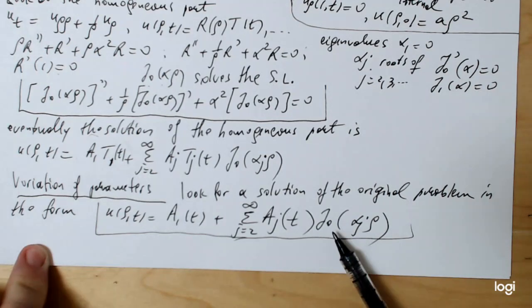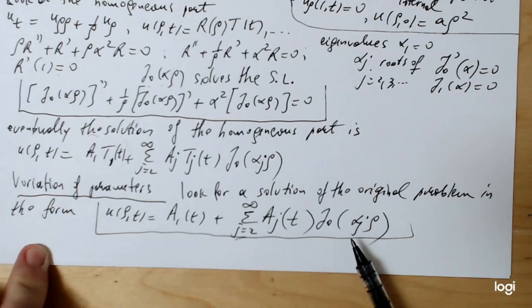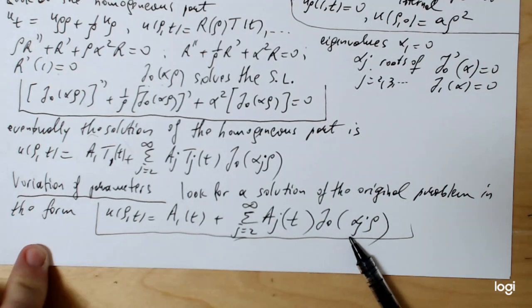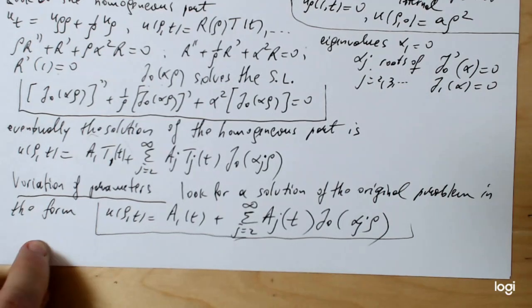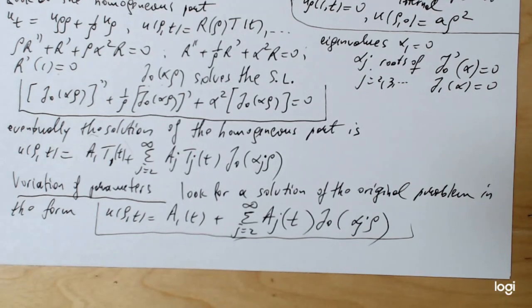Identify the eigenfunctions of the homogeneous part, take a series solution using the same eigenfunctions but with coefficients now not given by constants but by functions of t. Okay, so let's end this part here, and we're going to continue with the second part in a moment.